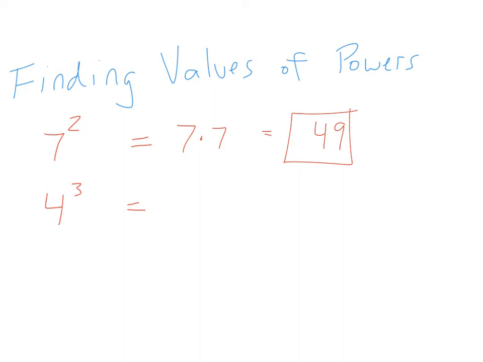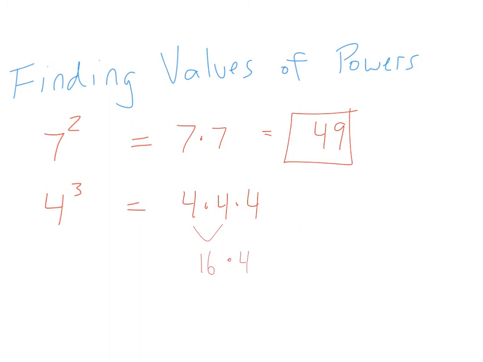So let's think about 4 to the 3rd. So I think that's 4 times 4 times 4, okay? Well, how do I do that? Well, remember, work from left to right. It's all multiplication, so we could do those ones first if we want, but it doesn't really make a lot of sense. 4 times 4 is 16 times 4. And what is 16 times 4?